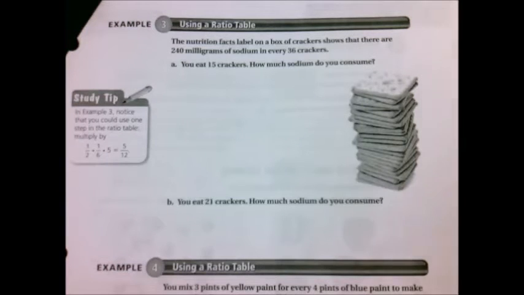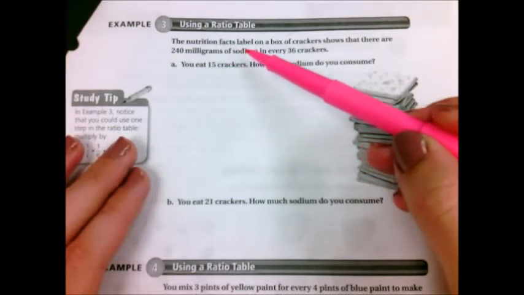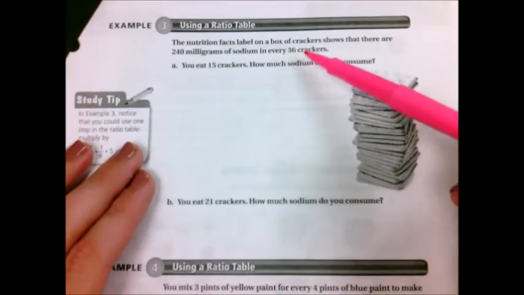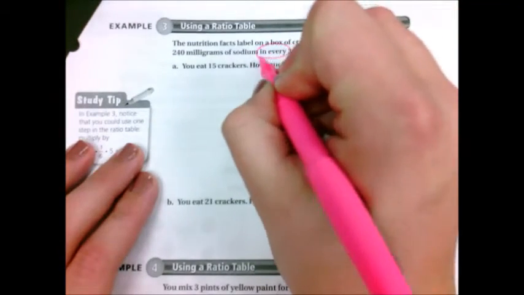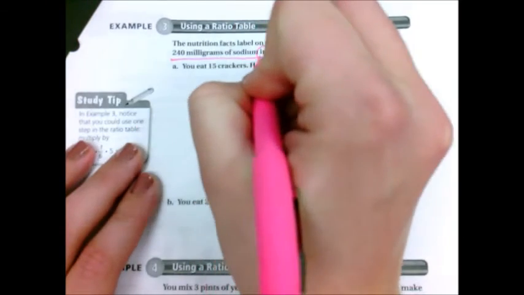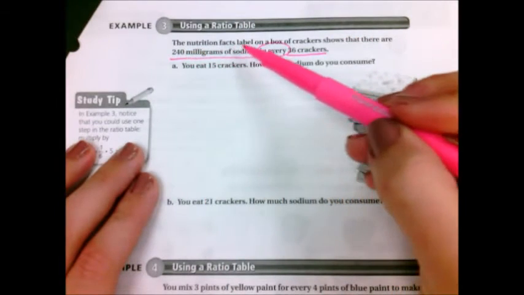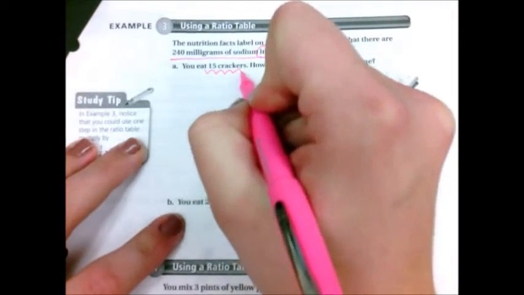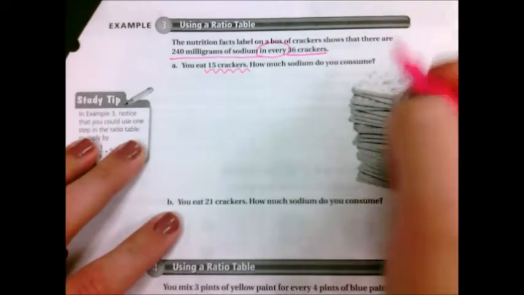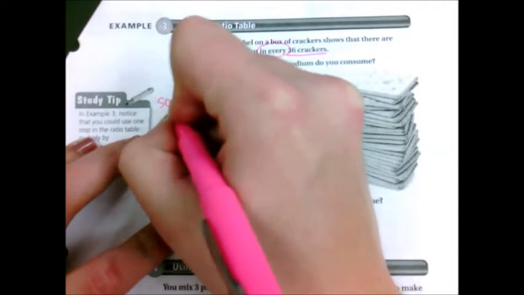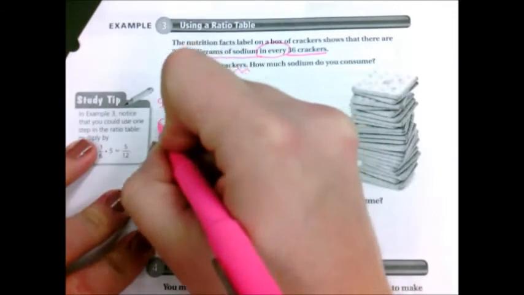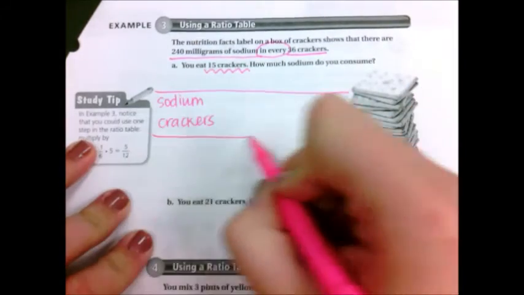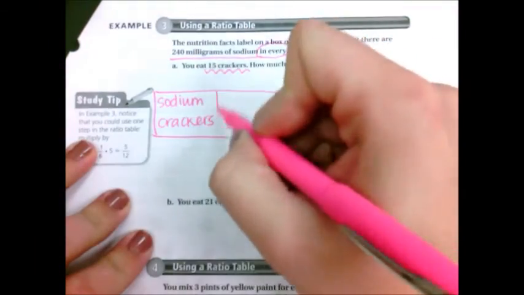We're going to go ahead and take a look now at example 3. The nutrition facts label on a box of crackers shows that there are 240 milligrams of sodium in every 36 crackers. In every is a phrase that I look for when I'm looking for ratio, so I know my ratio is 240 milligrams of sodium in every 36 crackers. Then we eat 15 crackers and they want to know how much sodium we've consumed. The two things that are being compared are sodium and crackers. We're going to turn that into a ratio table, just like we did in example 2.